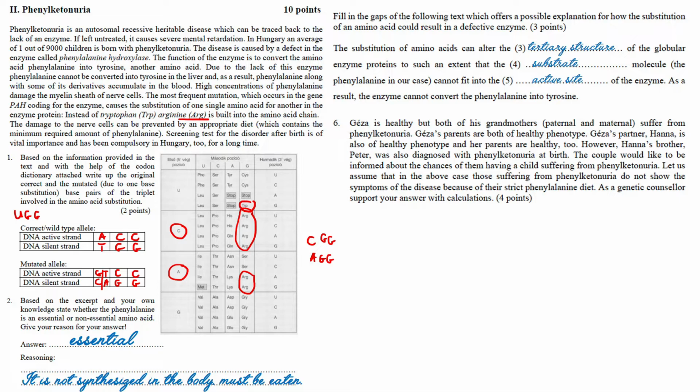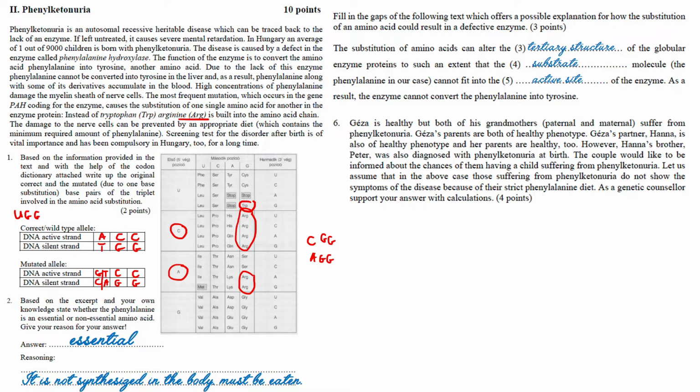Geza is healthy, but both of his grandmothers, paternal and maternal, suffer from phenylketonuria. Geza's parents are both of healthy phenotype. Geza's partner, Hannah, is also of healthy phenotype and her parents are healthy too. However, Hannah's brother, Peter, was also diagnosed with phenylketonuria at birth. The couple would like to be informed about the chances of them having a child suffering from phenylketonuria.